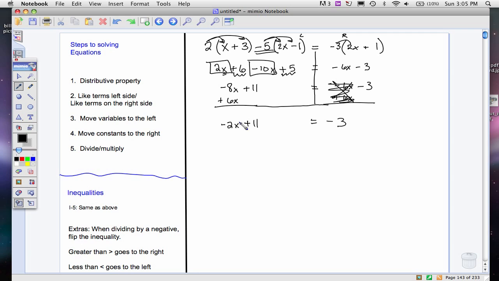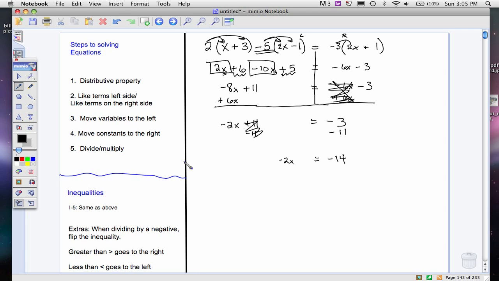So now to move this constant value, and a constant value is the term without a variable, you have to get rid of the one on the left to move it to the right. Those cancel. Negative 3 minus 11 equals negative 14. And then all I'm left with on this side is a negative 2x.